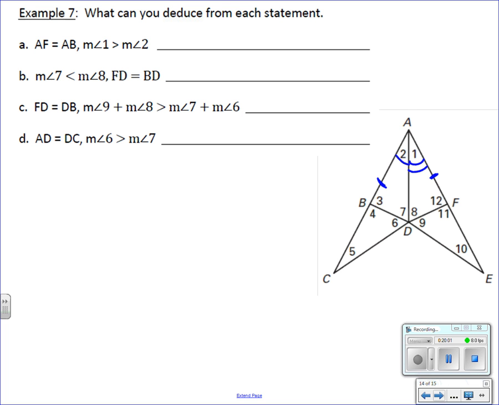So what can I deduce? Well, they share the common side of AD. So triangle ABD and triangle AFD share the common side of AD. So I have side, angle, side. Therefore, since 1 is greater than 2, DF is going to be greater than BD. I'm going to erase my markings and do B.